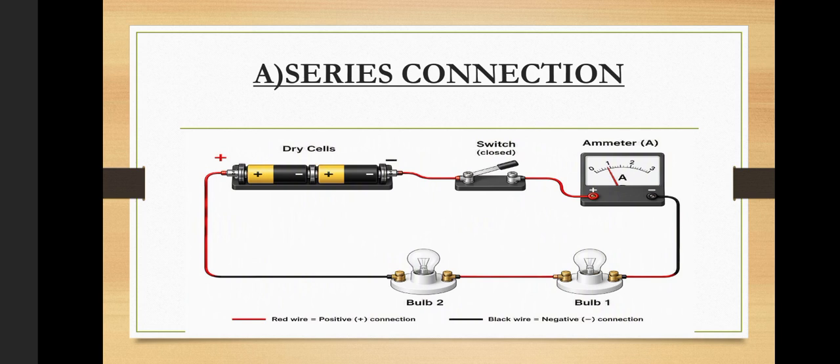And at the same time, the bulbs that we have in this circuit, bulb 1 and bulb 2, have been arranged in a very close connection in one line. So whenever we have the components, particularly the bulbs and the dry cells, arranged in a single line, that type of connection is what we normally call series connection.